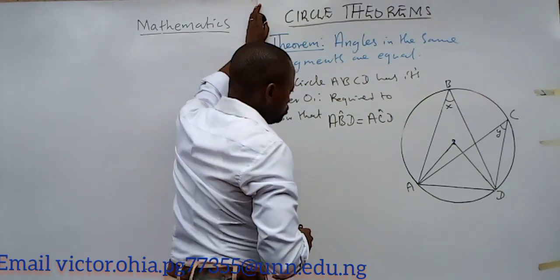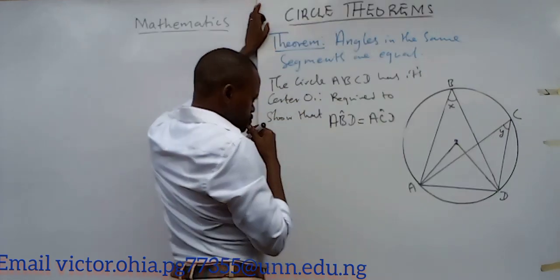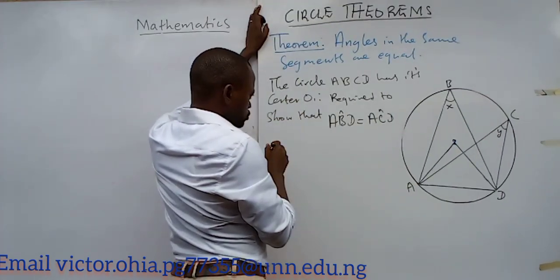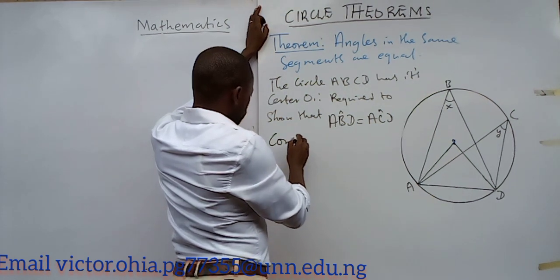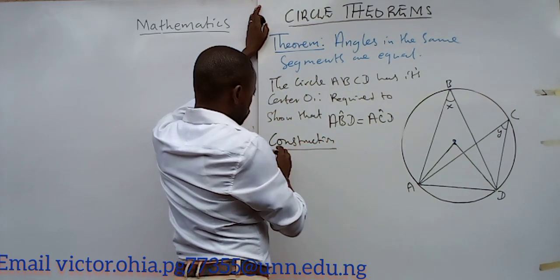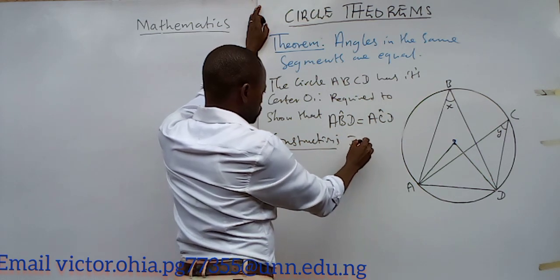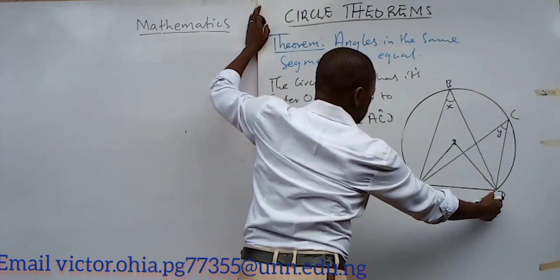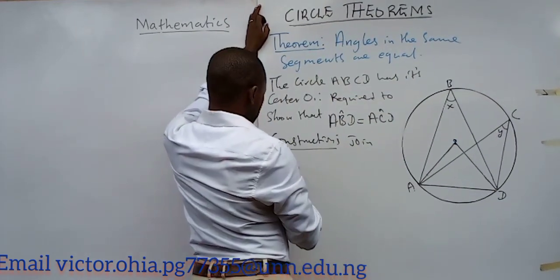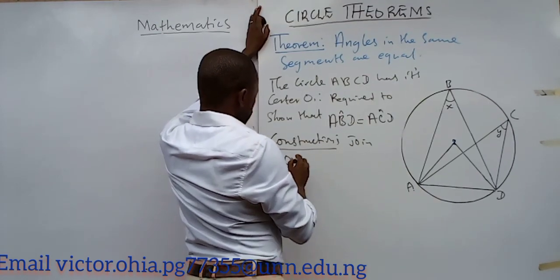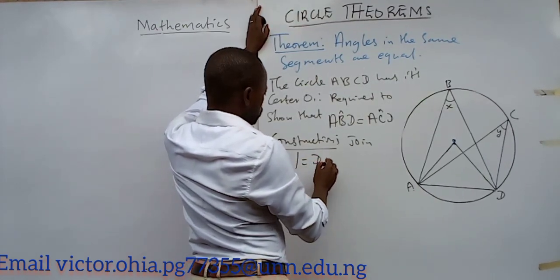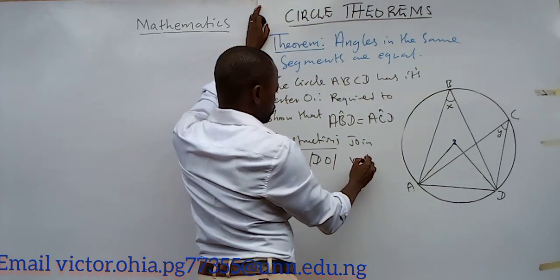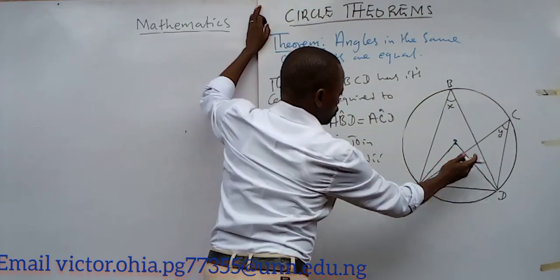Okay, now here we go. We will start with the construction. Join AO and DO. AO is equal to DO, and they are radii. I have joined it already.